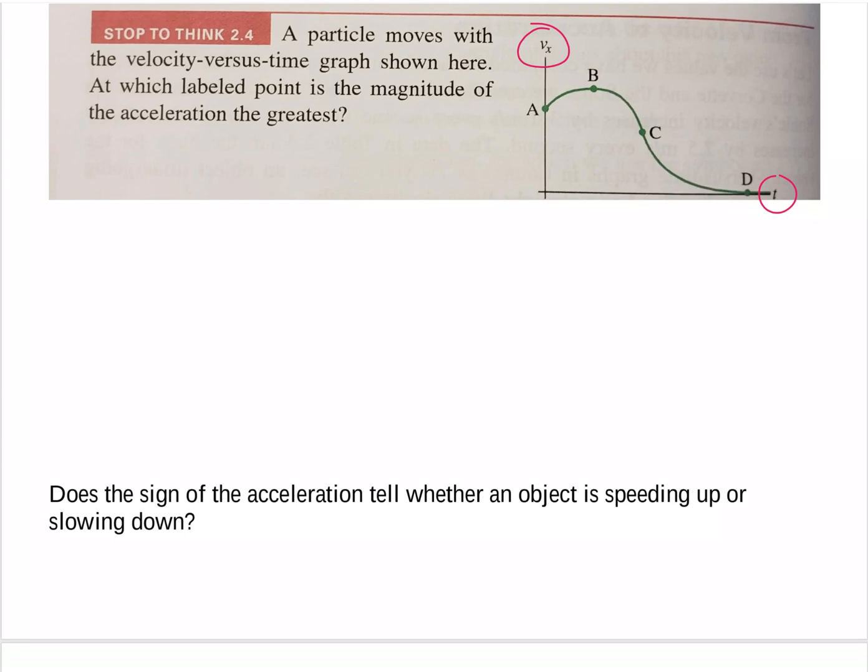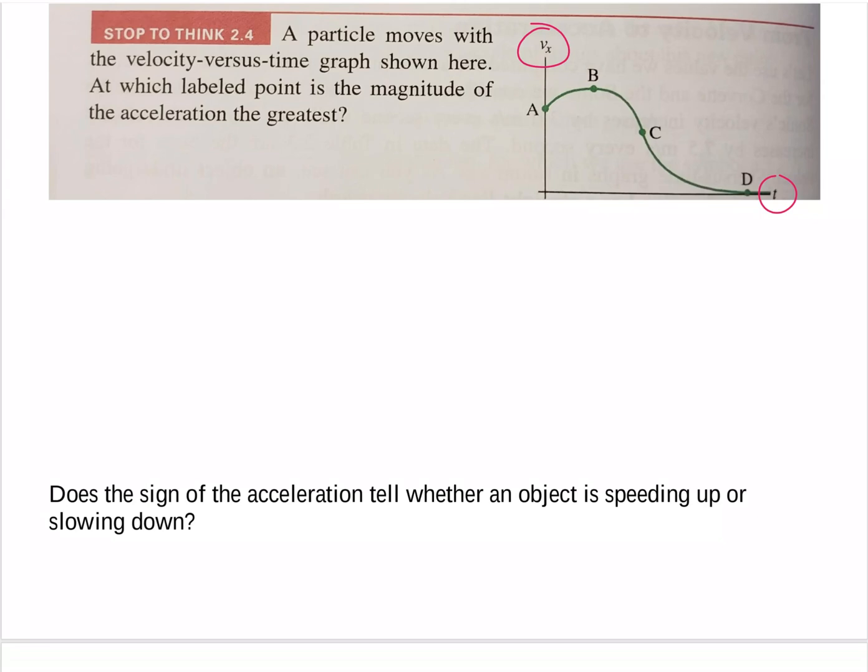You think it's C? Yeah. How come? Oh, no, it's the steepest. Oh, wait. No, that's the lowest velocity per second. So, what do you think the answer is? C. Why? Because it's the steepest out of all the points.